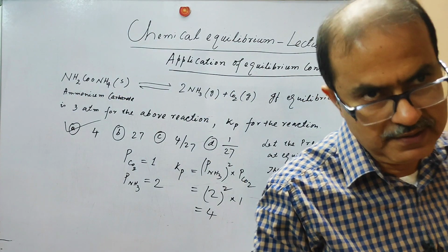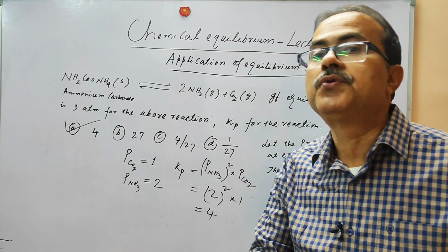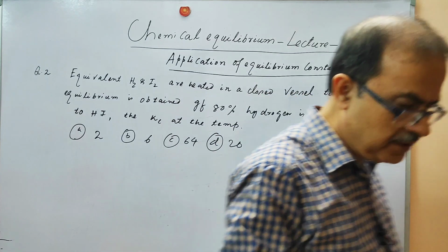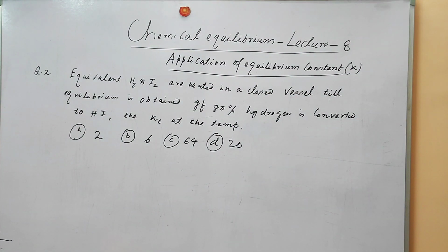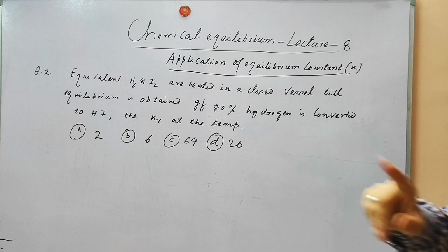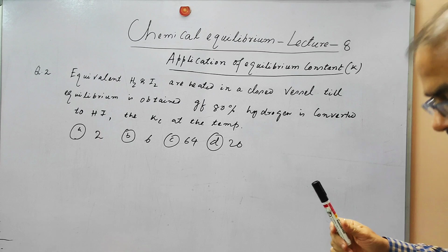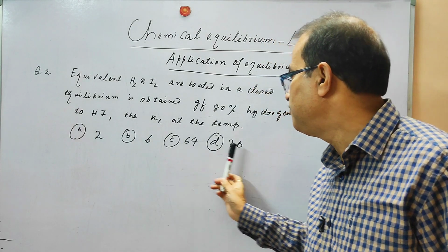This type of question will come and you have to solve it this way. Now we are going to the next problem. This is another very important, very interesting question. Equivalent amounts of hydrogen and iodine are heated in a closed vessel till equilibrium is obtained. If 80% of hydrogen is converted to HI, the equilibrium constant Kc at the temperature will be, options are given: 2, 6, 64 and 20.